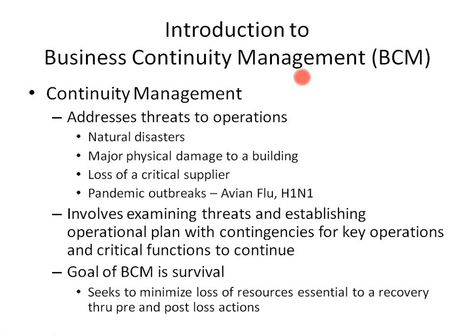So when we talk about continuity management, really what we're looking to address are the threats to operations, which can be natural disasters, major physical damage to a building, loss of a critical supplier, or pandemic outbreaks like I just mentioned. So loss of a critical supplier from a continuity management standpoint: think about, even though it wasn't our natural disaster that affected us, if you are an auto parts or auto dealership, in Fukushima, well, most of the parts from Japan, all those things, had an effect on the supply chain in the U.S. to be able to get certain parts.